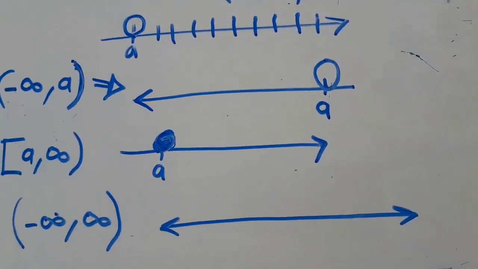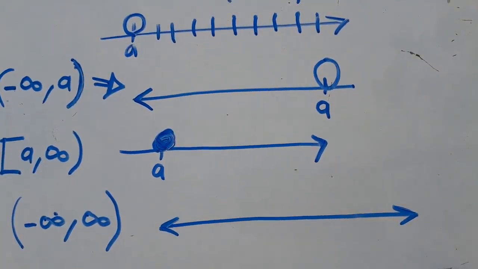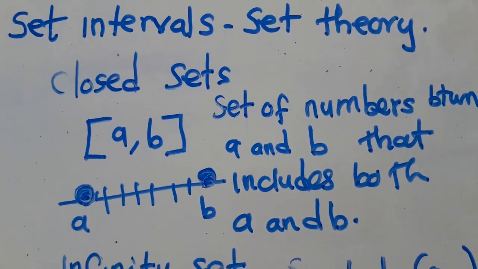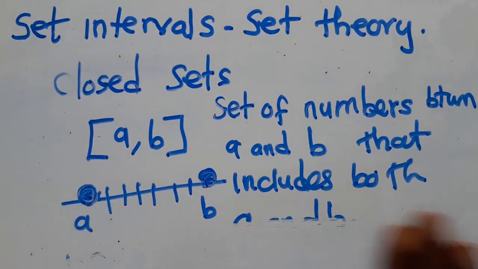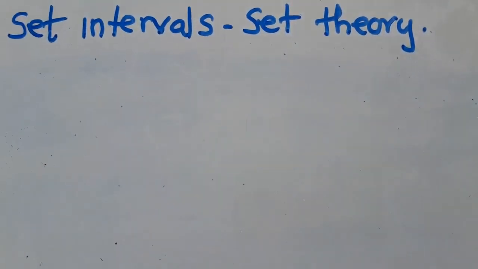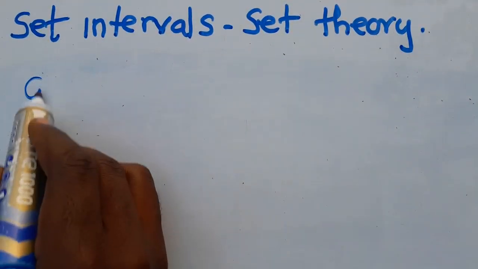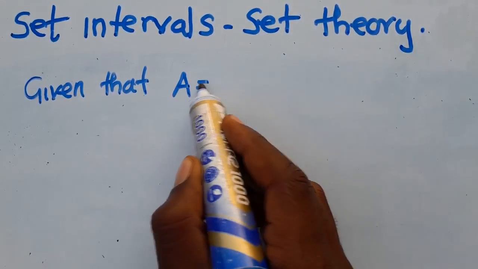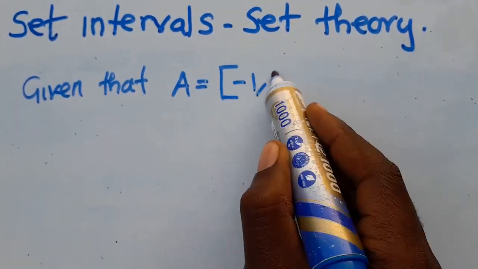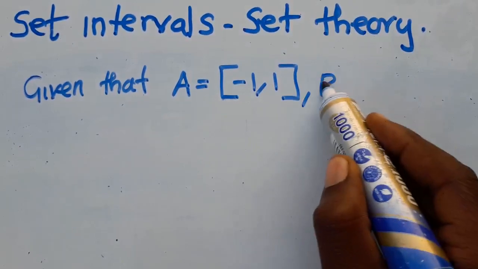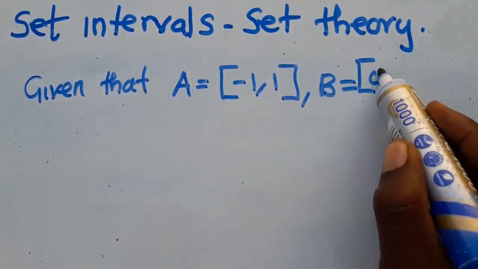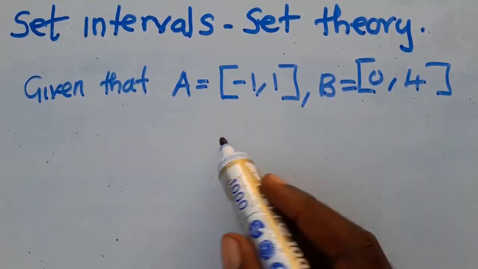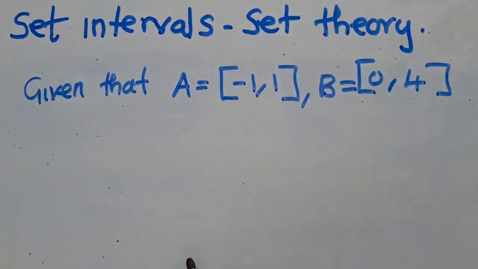Let us now look at an example. We see how we are going to put this into practice. So this is how the example is going to be. Let's say you are given a question. Given that A is equal to, like this. B is equal to, like this. We are just going to start with this.